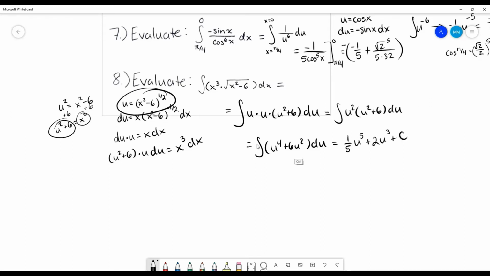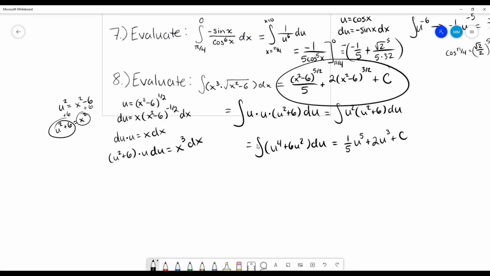Now I plug back in that u value, as annoyingly or frustratingly large as it is. So it's going to be x squared minus 6 to the 1/2 to the 5th, so to the 5/2 over 5, plus 2 times x squared minus 6 to the 1/2 to the power 3, plus c. And I really hate that problem, but we did it.